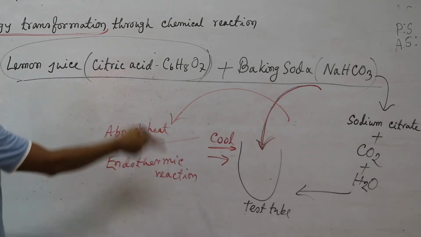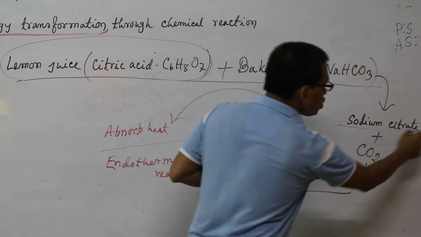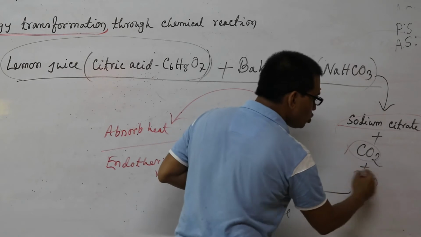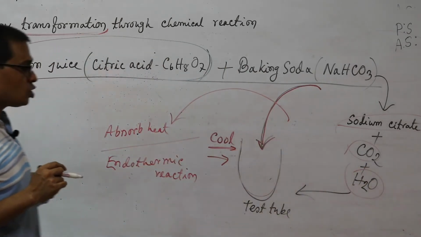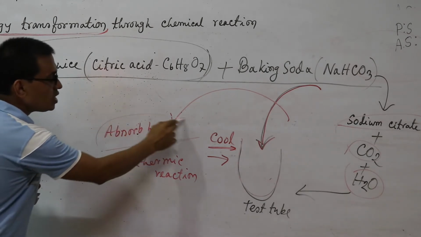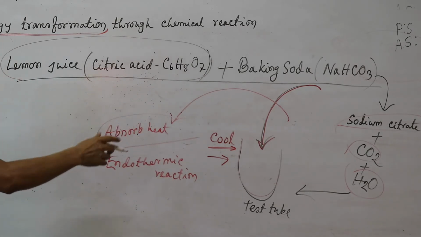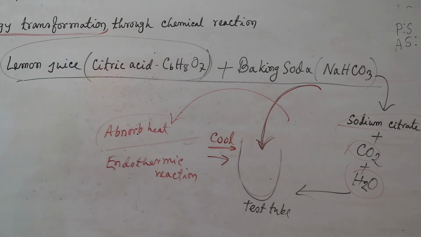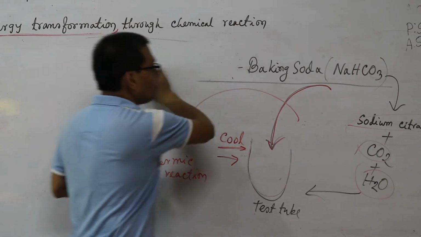If you take lemon juice and baking soda in a test tube, the product will be sodium citrate, carbon dioxide, water, and the test tube where the reaction takes place will be cooled down. Why? This reaction absorbs heat from the environment, and it is an endothermic reaction. That means transformation of energy occurred from one form to another form.